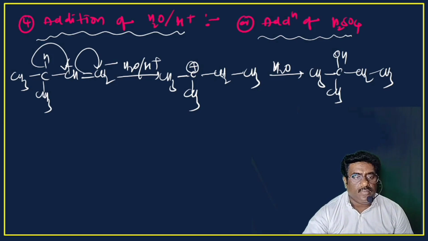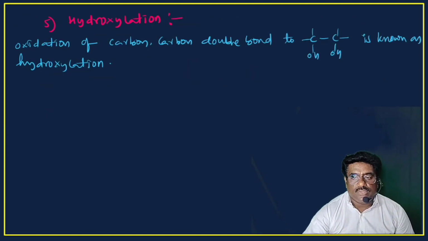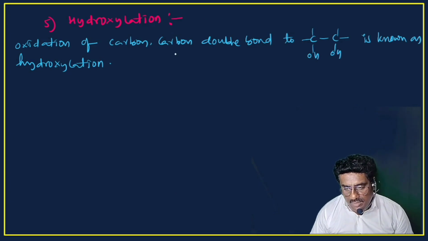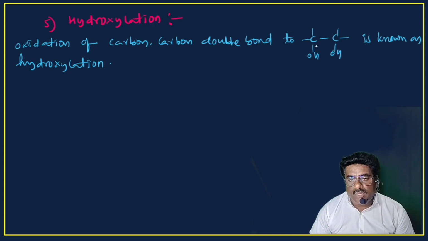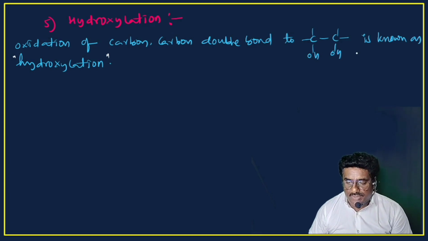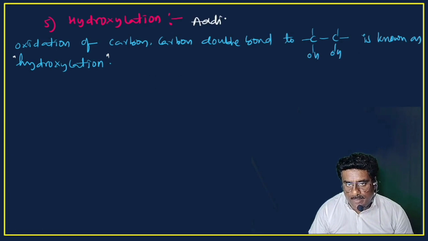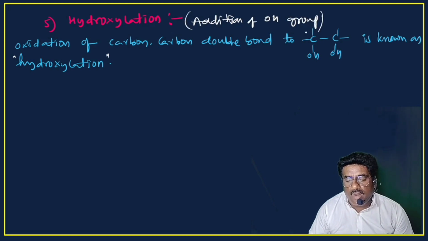Next one is hydroxylation. Hydroxylation means oxidation of carbon-carbon double bond to carbon-OH. Carbon-OH is known as hydroxylation. Oxidation of carbon-carbon double bond to carbon-carbon OH is known as hydroxylation. See, addition of OH group. Addition of OH group is hydroxylation.